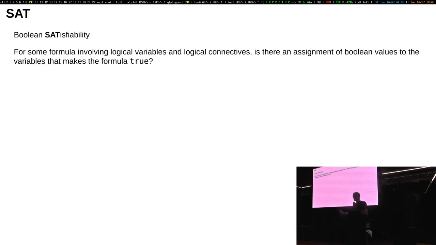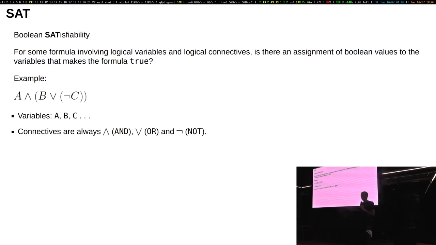Okay, so the first theory topic, SAT. SAT means Boolean satisfiability. It's a simple problem. For some formula involving logical variables and logical connectives, is there any assignment of true and false to those variables for which the statement is true? So here's an example. A, B, and C are variables, so we have A and B or not C. This is a very simple SAT problem.